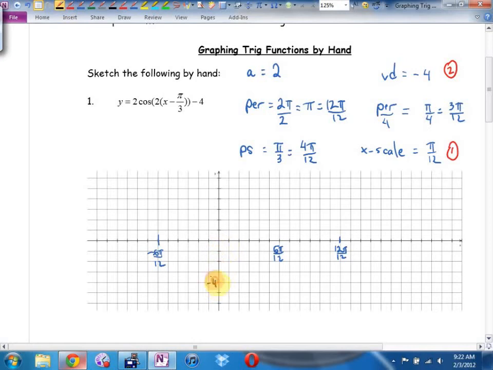The third thing I do is the amplitude. What is my amplitude? Justin, what's my amplitude? Which means I'm going to go 2 up, how about to negative 2, and 2 down, how about to negative 6, and I put little dotted lines on those as well. These are really helpful.